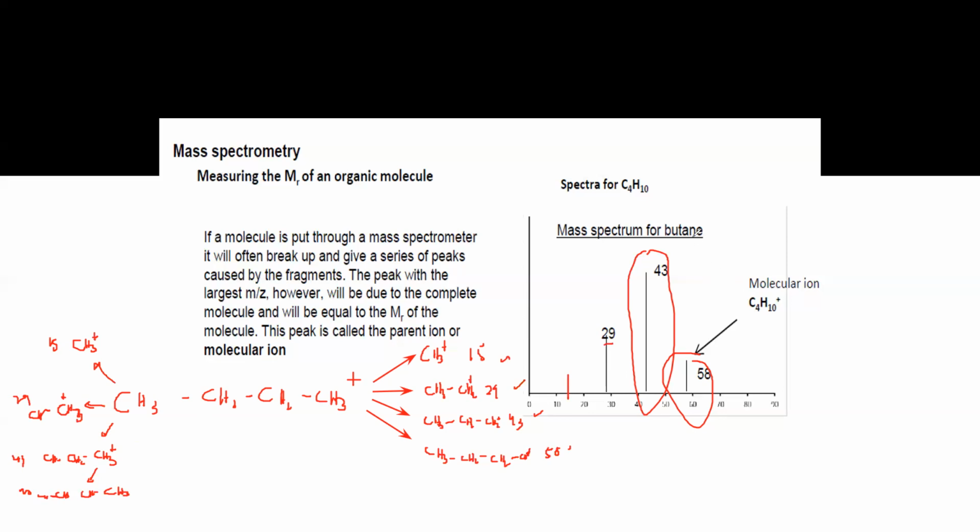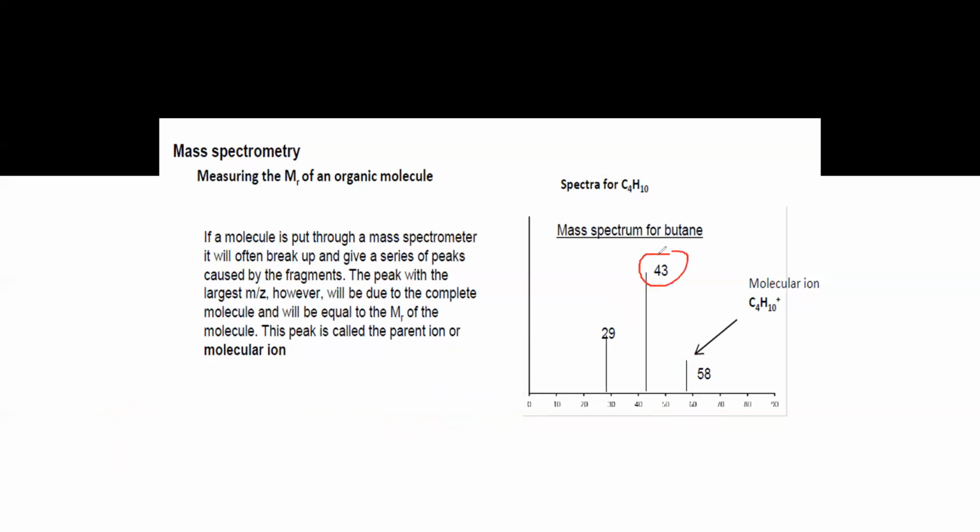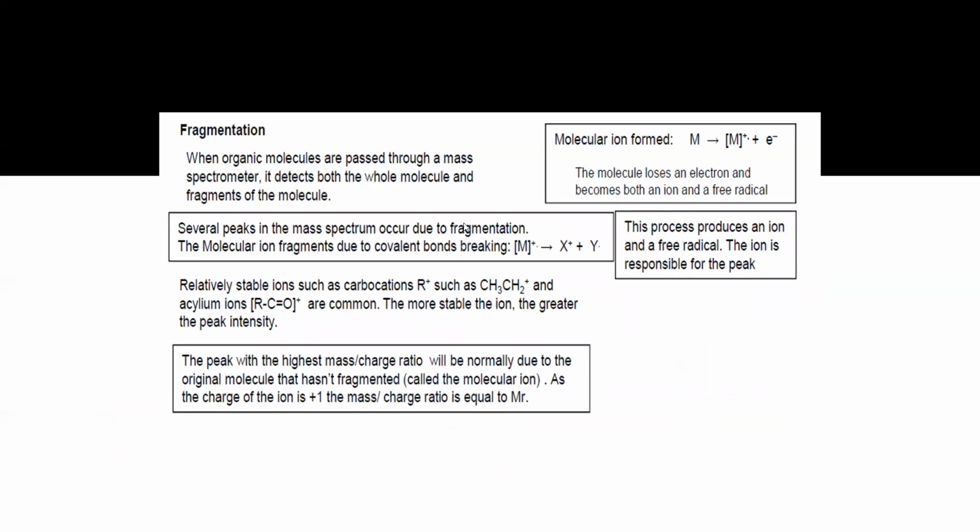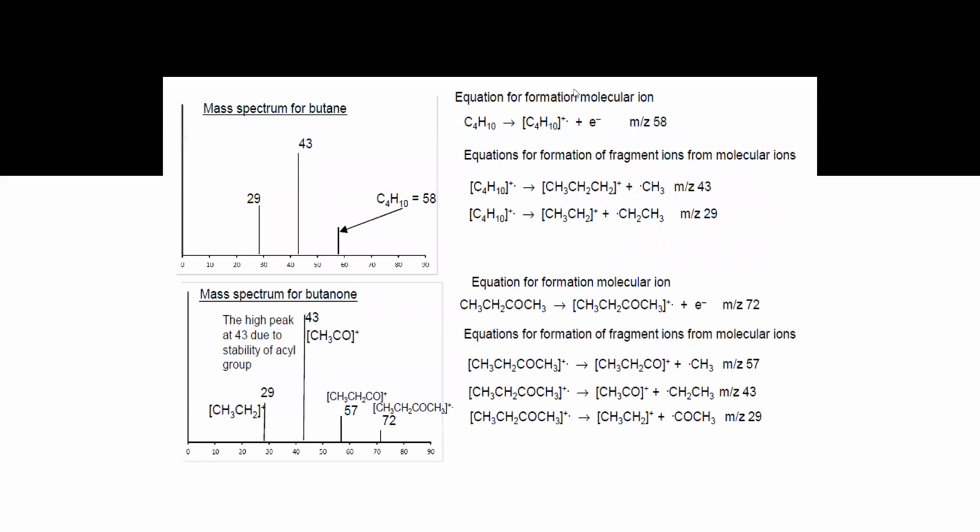That shows how many fragments you are detecting. The ones with the highest percentage abundance show that most of the molecules dissociate into this pattern. And the highest mass to charge ratio is known as the molecular ion peak. That's the whole thing which I just discussed with you. The first one was about butane, the second one is about butanol.